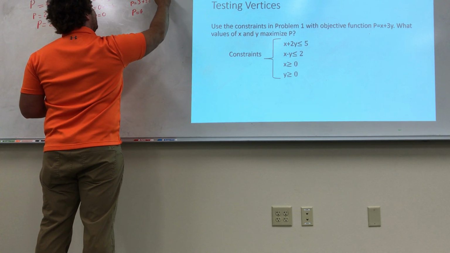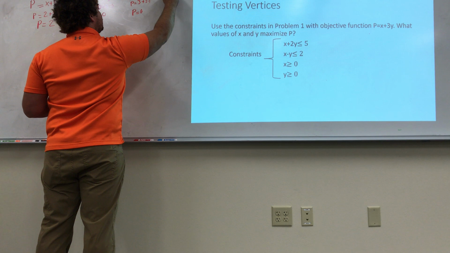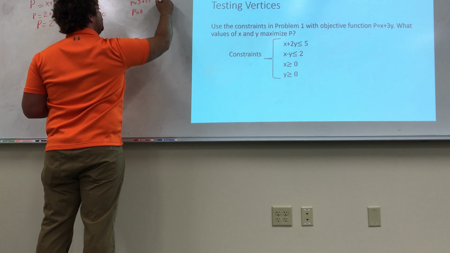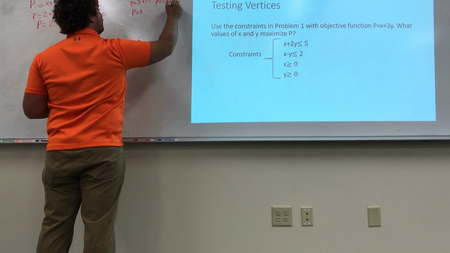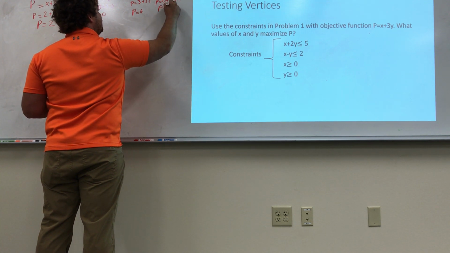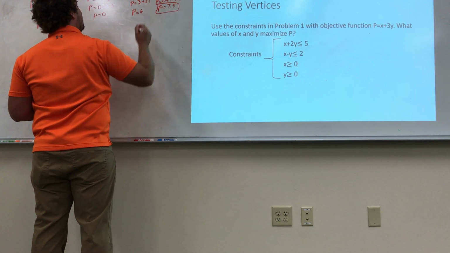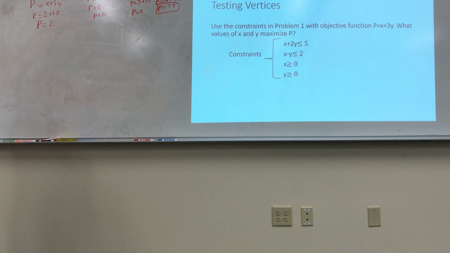And then I have p equals x plus 3y. Sub in my numbers, p equals 0 plus 3 times 2.75, which would give me 7.5. This one is my answer this time. So, it all depends on what your equation that you're trying to find the maximum is, based off these points. So, that is the basics of it.